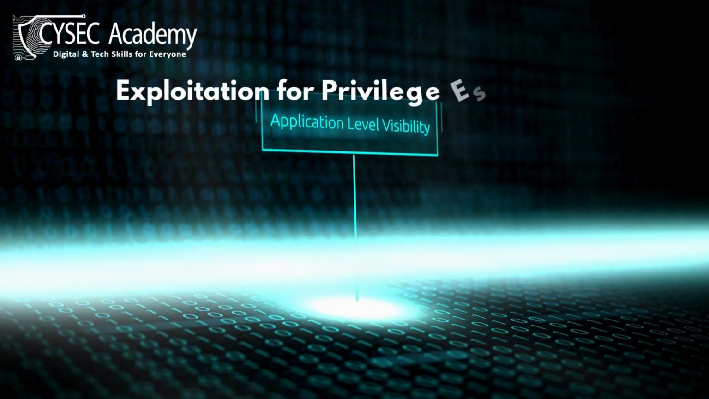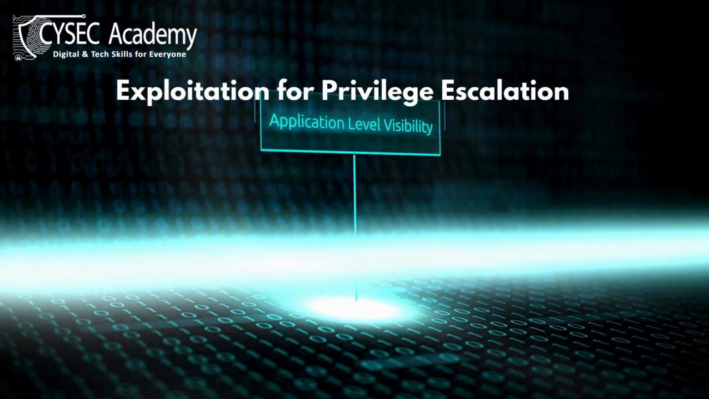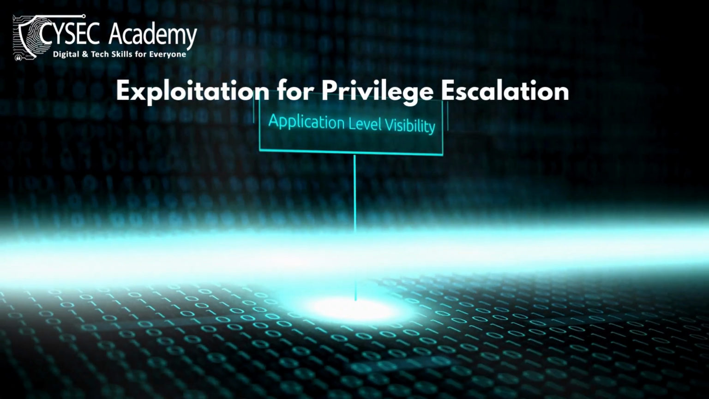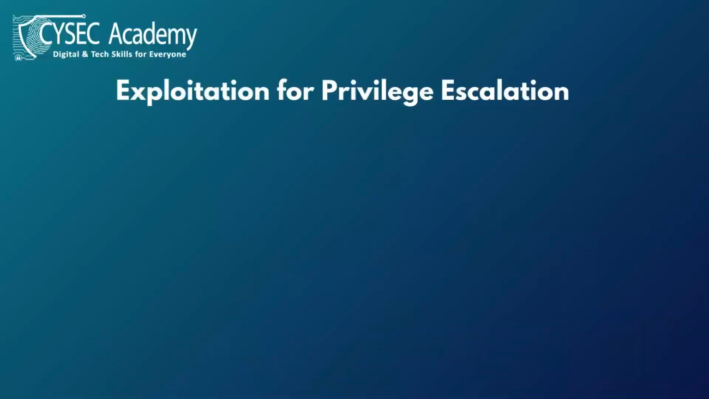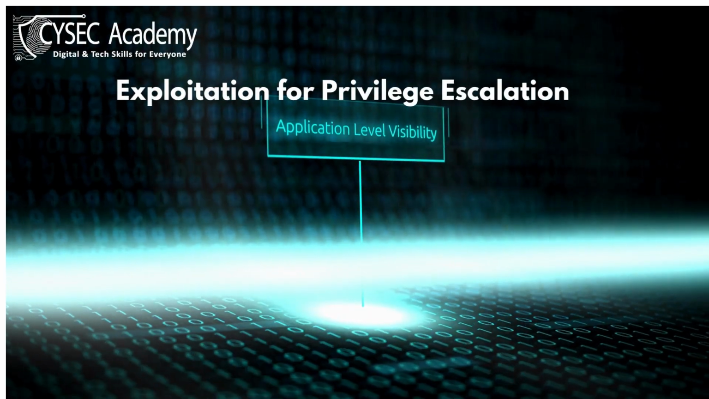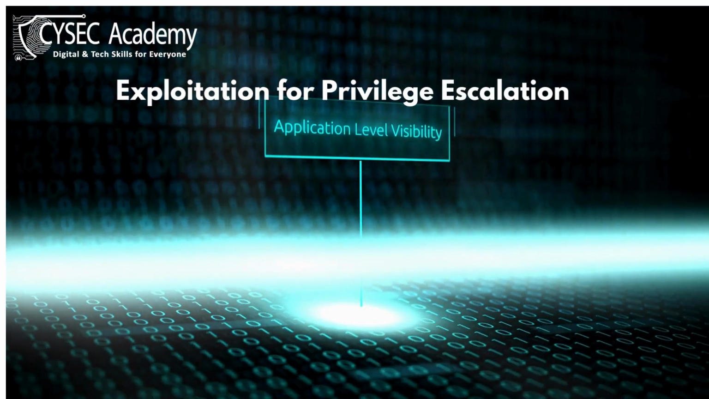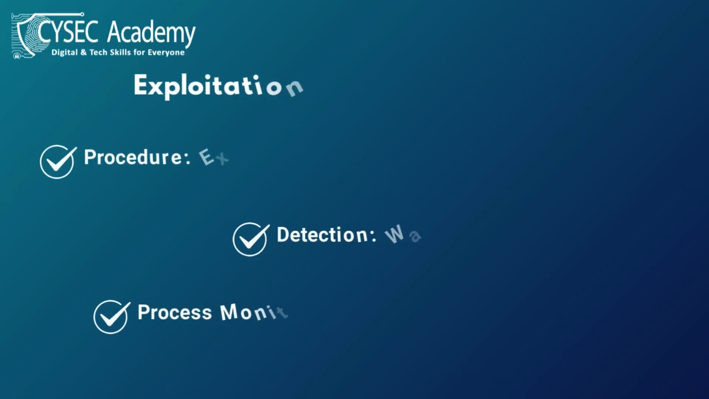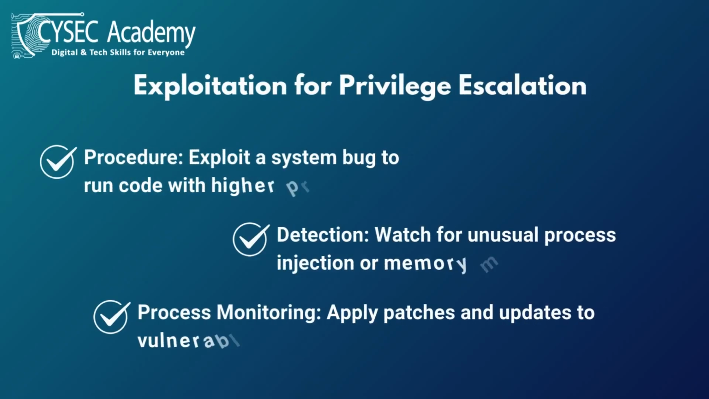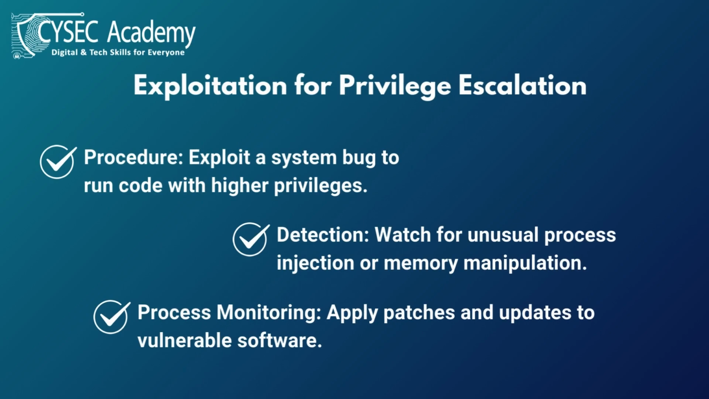1. Exploitation for privilege escalation, T1068. This is the most direct form of privilege escalation, involving the abuse of a vulnerability in the operating system kernel, the driver, or a service. This involves procedure, detection focus and process injection. Procedure. The attacker exploits a system flaw so their code runs with higher privileges, usually system or root. Detection. Look for odd memory manipulation or process injection. Security tools often catch known exploit patterns, and keeping systems patched is the strongest prevention.